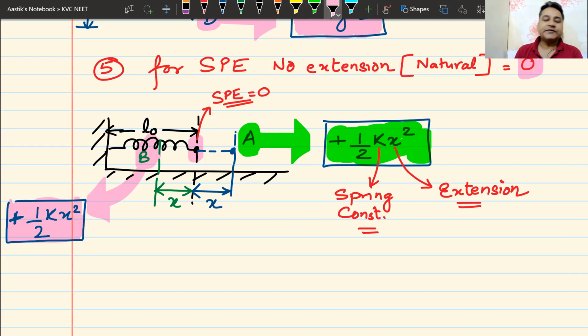Spring potential energy is always positive. It is never negative. And that is why I have written it as negative, so that is the first thought that will come to your mind, but that is not the real thought. Whether it is extension or compression, it is always positive. It will always be equal to plus half kx square.